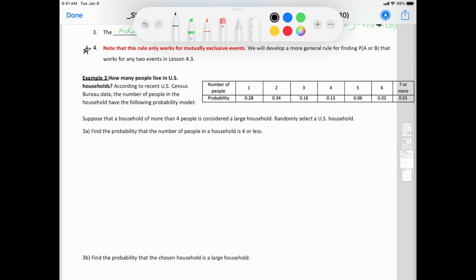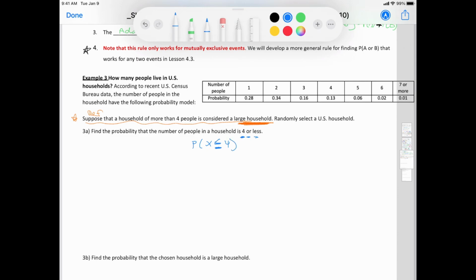Okay? Suppose that a household of 4 or more is considered a large household. So they're just telling us a definition of what they think is a large household. Randomly select a U.S. household. Find the probability that the number of people in the household is 4 or less. Another way of writing that is the probability that your number is equal to 4 or less than 4.